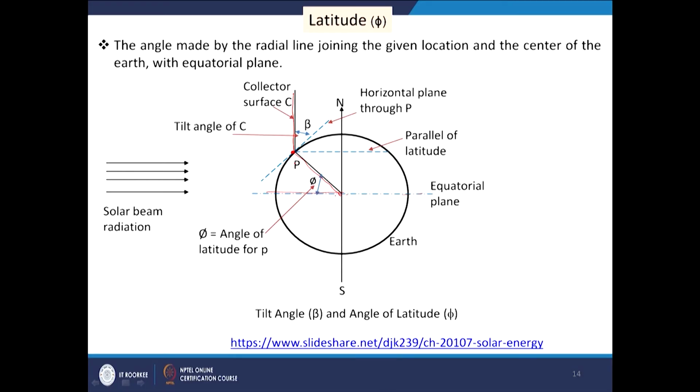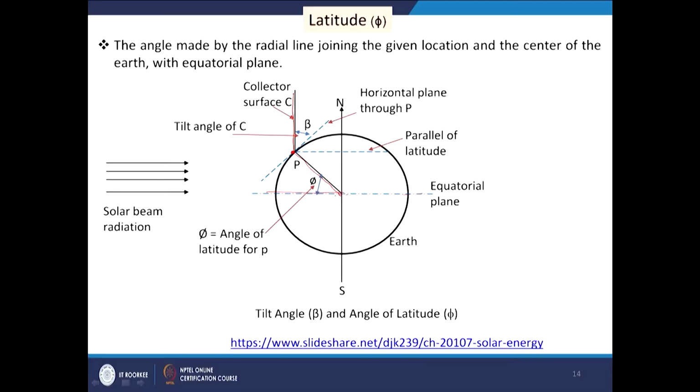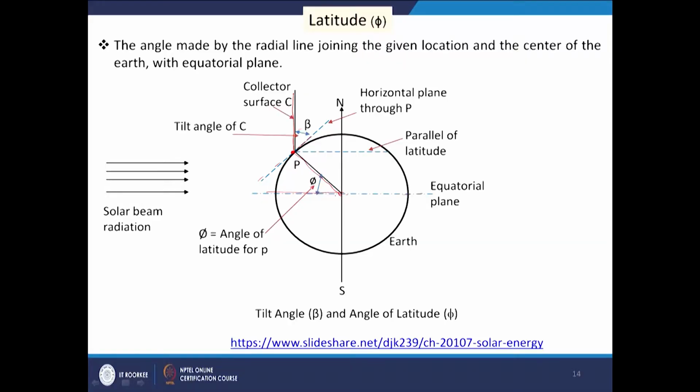So, latitude will influence the solar insolation on the surface of this collector, along with beta also. This is our horizontal plane to the surface, and beta is our tilt angle. So, tilt angle and latitude both will influence the insolation value at this point or at any point. So, these are the factors which influence the availability of insolation from the sun.